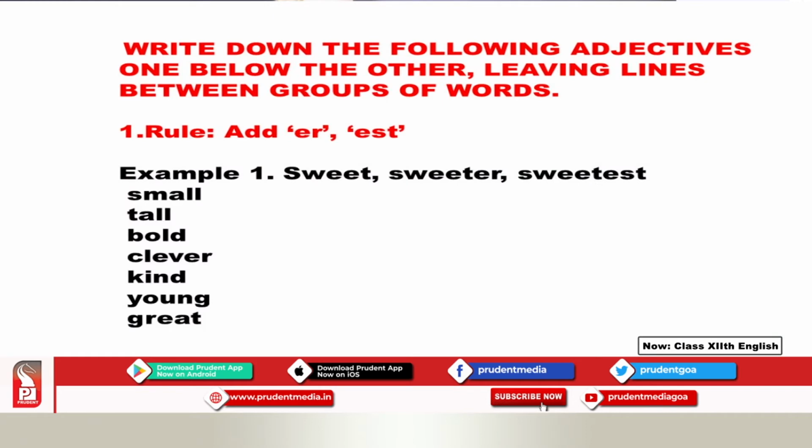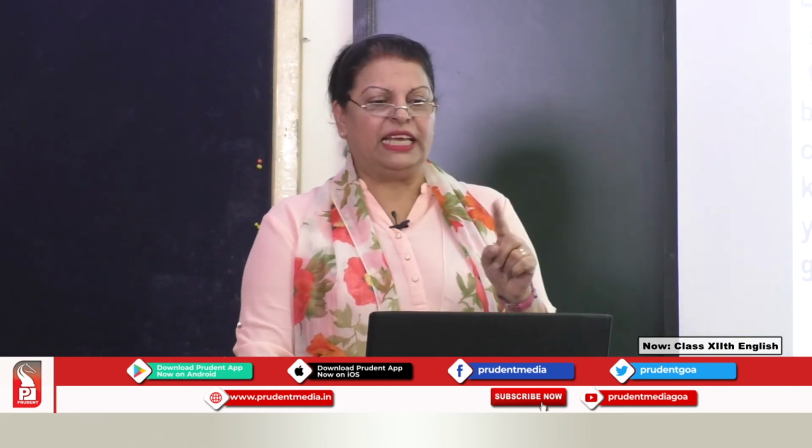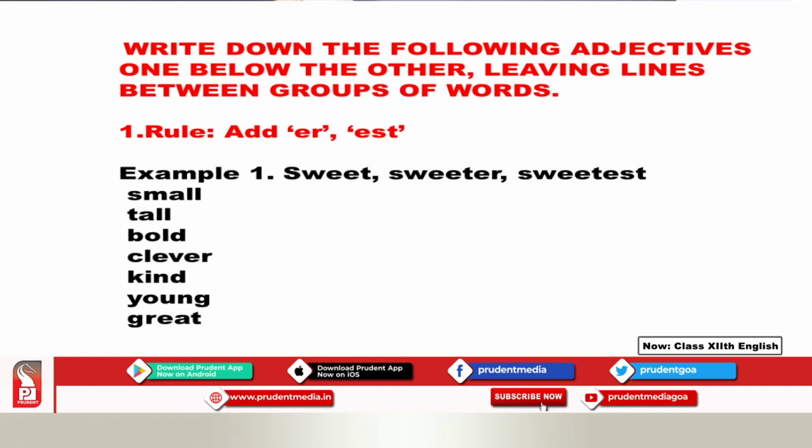Write down the following adjectives, one below the other in the first column, leaving lines between not the adjectives but the groups of words. These groups are identified by the rule. Okay? Now listen. The first rule is add ER for comparative, add EST for superlative to the adjective. First is an example: sweet, sweeter, sweetest. Some more adjectives there: small, tall, bold, clever, kind, young, great.